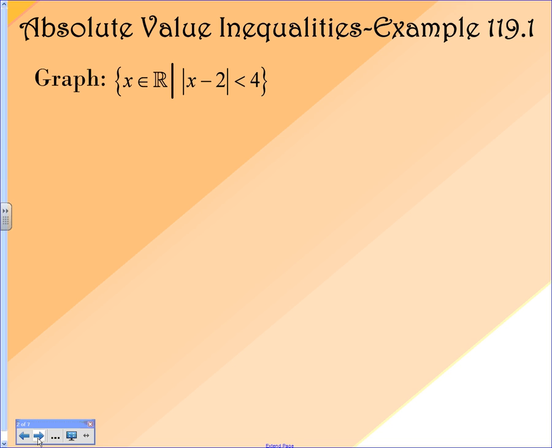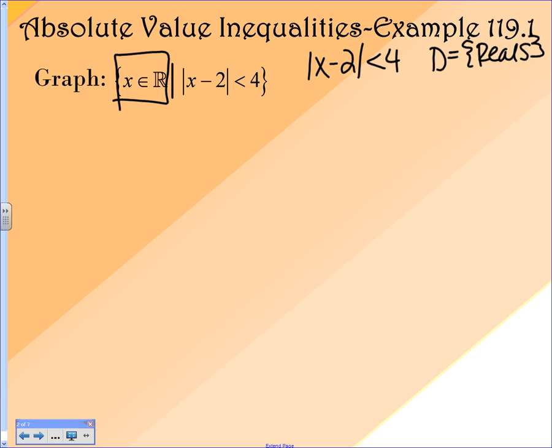In the past, they have done it like this. You remember that? The domain is the reals? That's the same thing. It is relevant. It's telling you that they're real numbers. X is in the reals. X is a subset of the real numbers. X is an element of the real numbers.